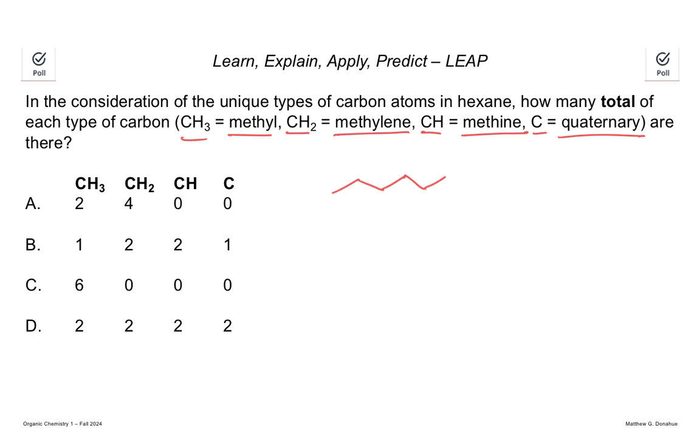So there's 2, we can get rid of B and C. How many total CH2 groups? So 4, we can get rid of D. So A is going to be the correct response. We have no methine and no quaternary carbons in hexane.